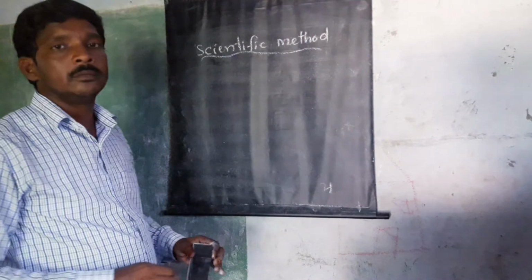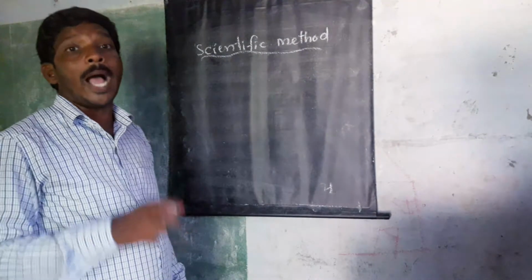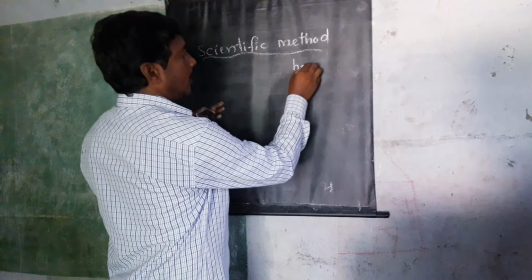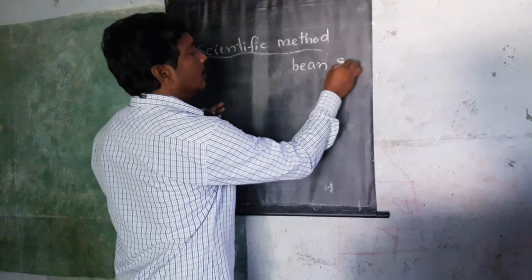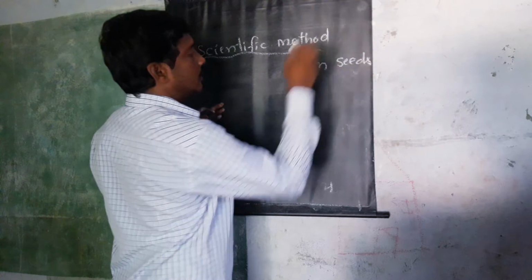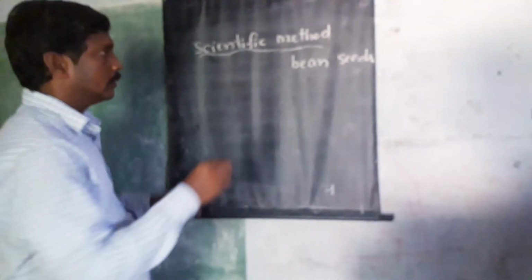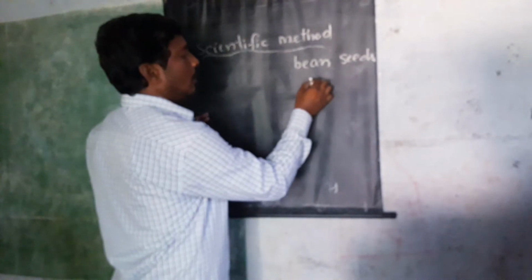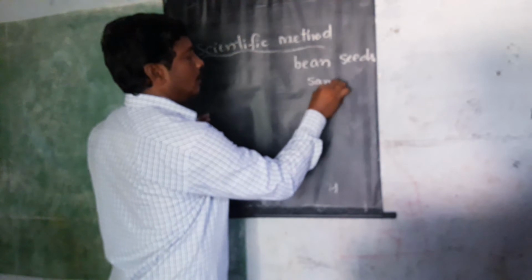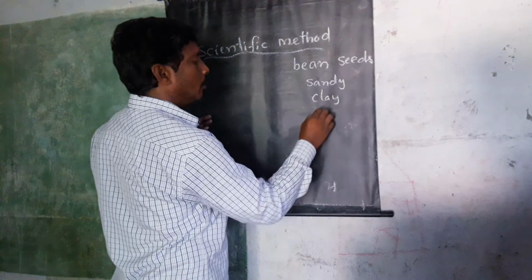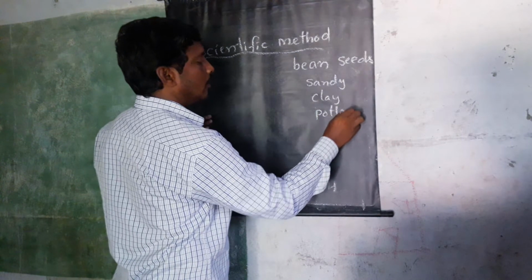First of all, he collected 3 identical bean seeds. And he also collected 3 types of soil, that is sandy soil, clay soil, and potting soil.